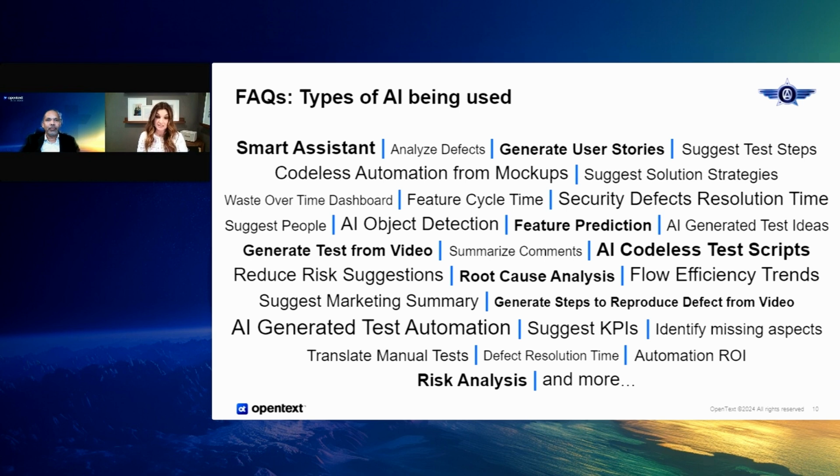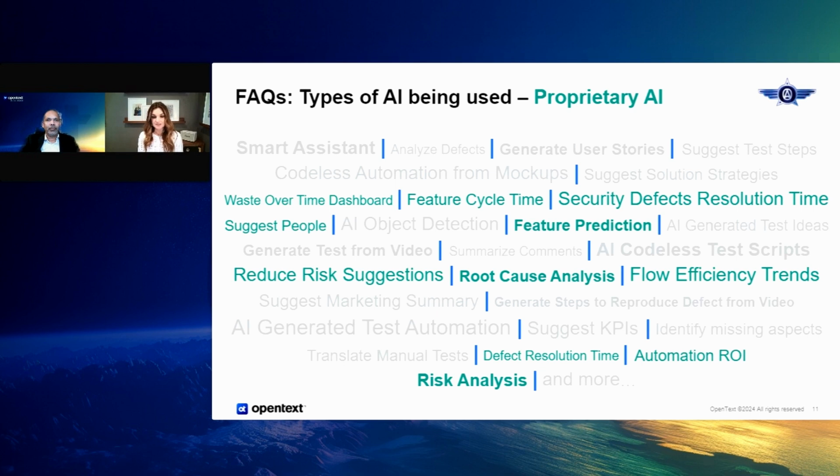There are three different types, generally speaking. The first type is proprietary AI. This is not something new to our solution, but it's something we continue to evolve, and it's picking up speed. I would say it's a good type of snowball. Highlighted in green, you can see some things where we're using our own proprietary AI: feature prediction, delivery times, root cause analysis, flow efficiency trends, all really valuable insight capabilities that help you make predictive measures and adjust accordingly.